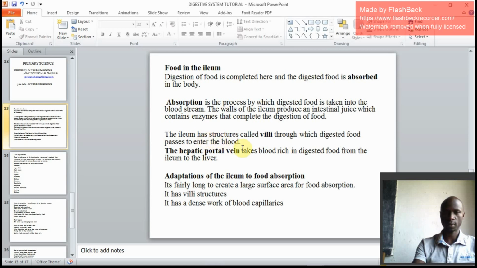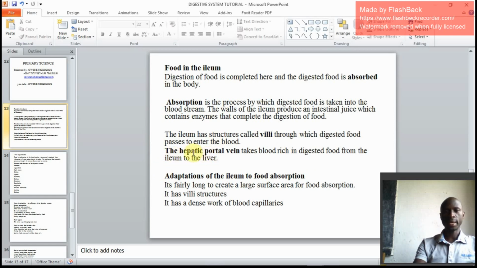The ileum has structures we call villi, V-I-L-L-I, through which digested food passes to enter the blood. So the structures that aid in absorption of food are called villi.